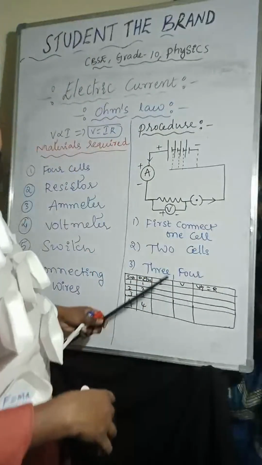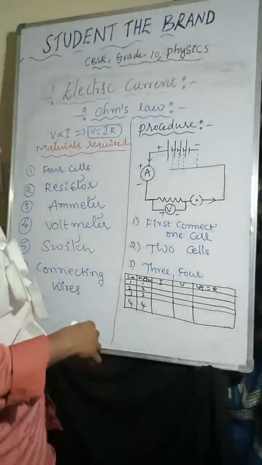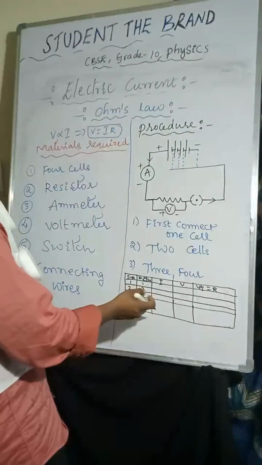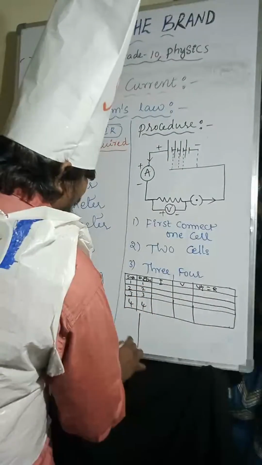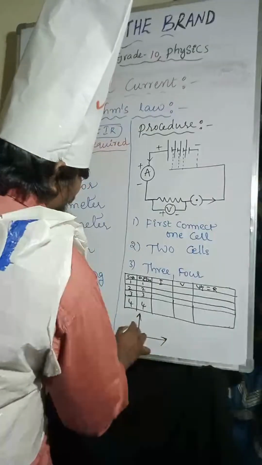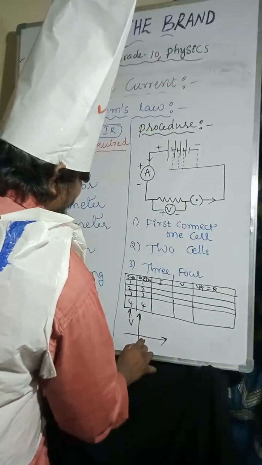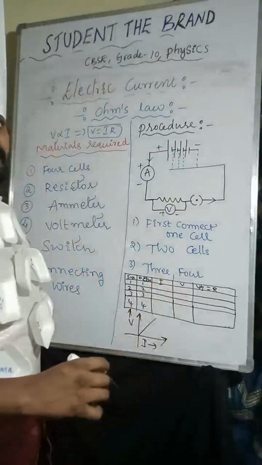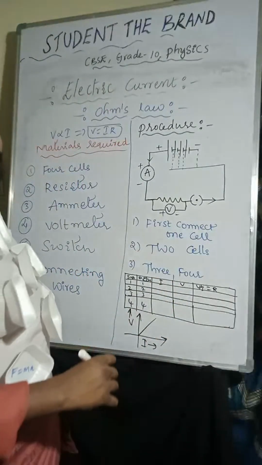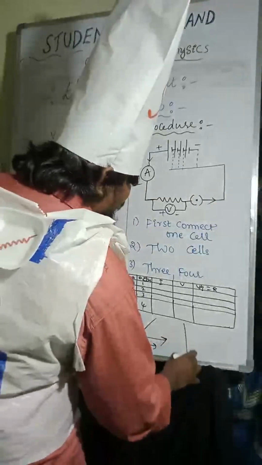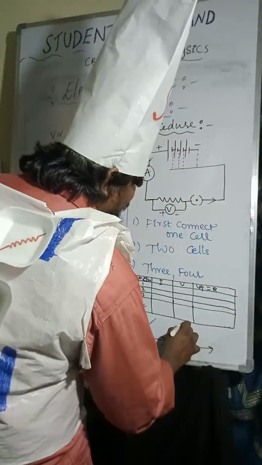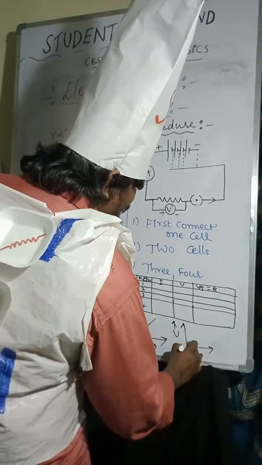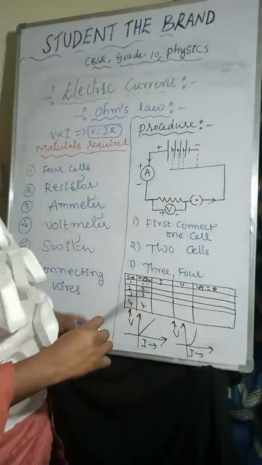After observing the ammeter and voltmeter readings and mentioning them in the table, you can draw the graph for VI, V on the y axis, I on the x axis. The graph is a straight line for ohmic conductors, and a curve for non-ohmic conductors.